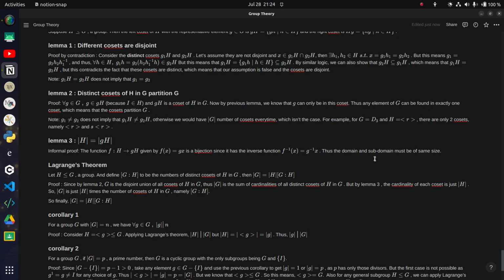Of course, they're of the same size and all that stuff. Whatever, this is pretty easy to prove. Let's go to the next thing.